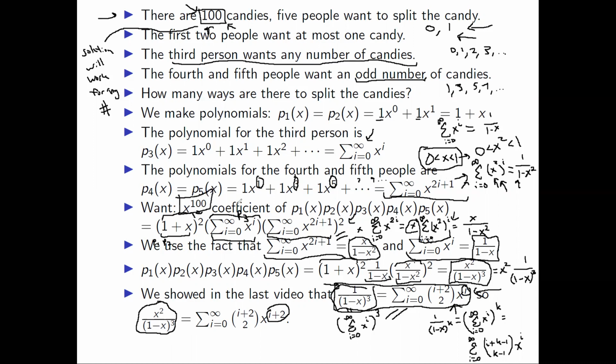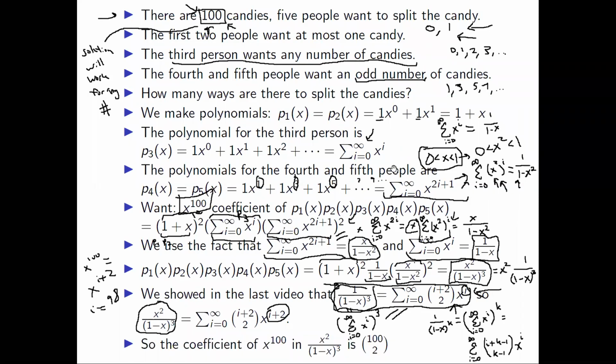So now we need to plug in 100 for the power of x. So that's not plugging in 100 for i, because we want 100 for the power of x. So we want x to the 100 equals x to the i plus 2. That means i equals 98. And we're looking for the coefficient when i is 98. And we can see what that is.